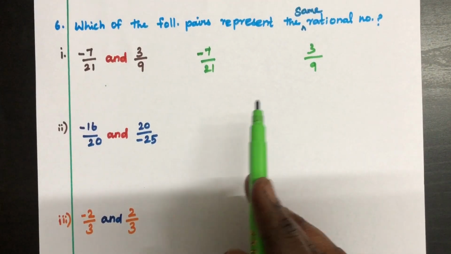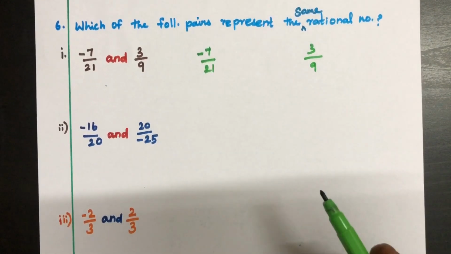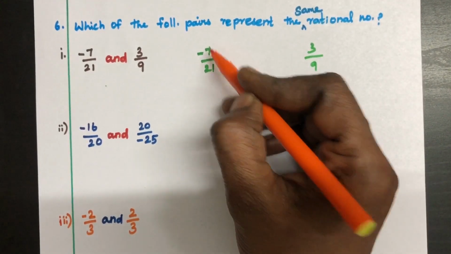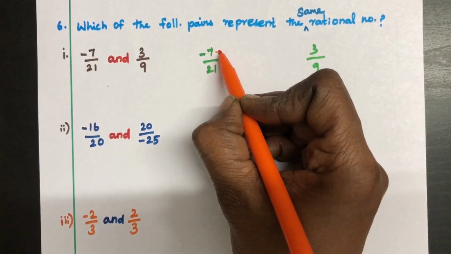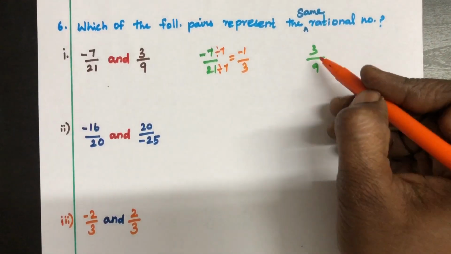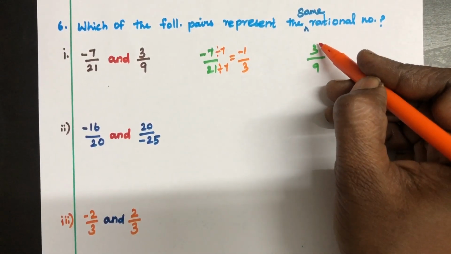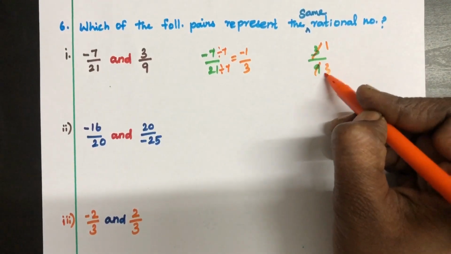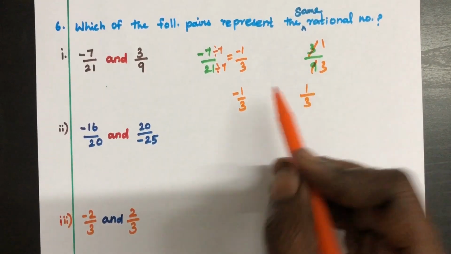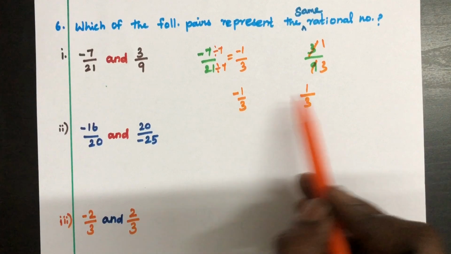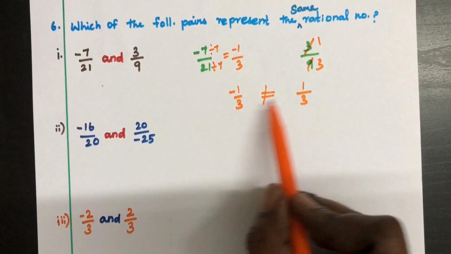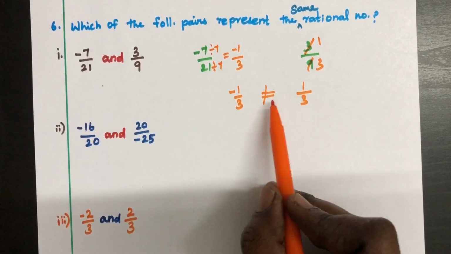If you want to see whether both are equal or not, just find the simplest form. What is the simplest form here? The common factor between the two is 7. So if you divide the numerator and denominator by 7, what will come? Minus 1 by 3. Here also, if you divide, I'm going to cancel directly: 1 time, and this is 3 times. So here the pair is minus 1 by 3 and 1 by 3. Are they equal? They are not equal because one is negative and the other is positive. Even though the fractions are the same, the signs are different. So this is not the same.